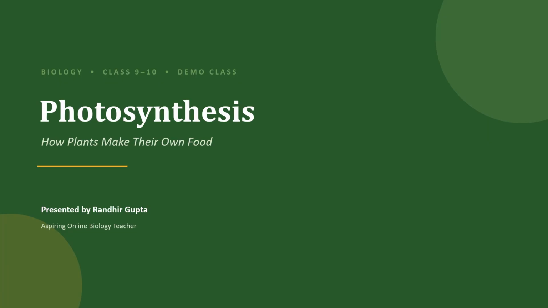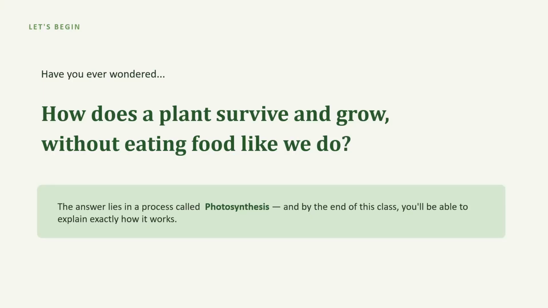You have probably wondered how a plant, which does not eat food like we do, actually survives and grows. The answer is a process called photosynthesis. By the end of this class, we will be able to explain exactly how a plant cooks its own food using just sunlight, water and air.